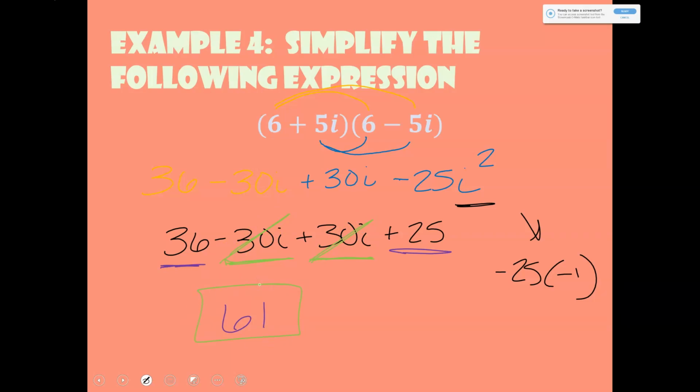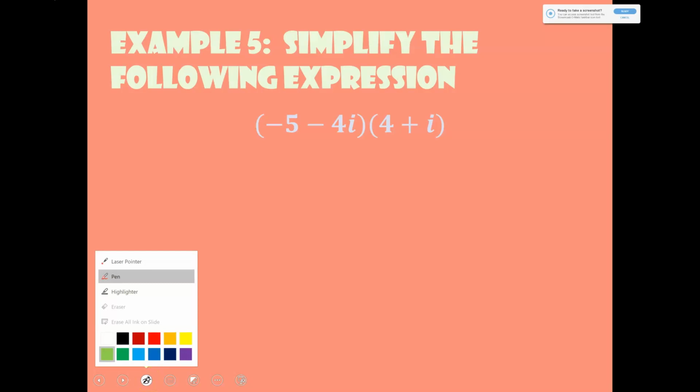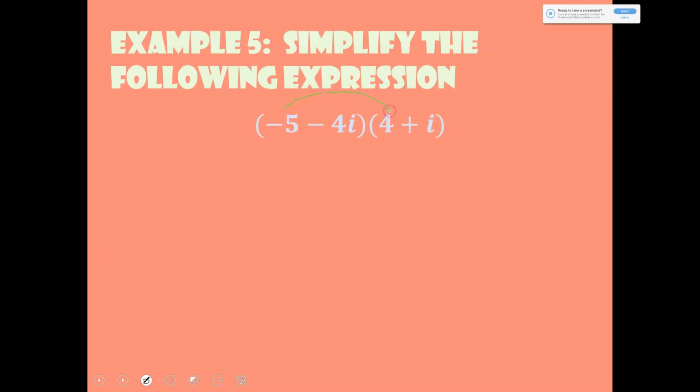Okay? All right, next one. How about you pause this screen and try this one on your own? Okay? All right, so I hope you paused this video, and now let's see if you got it right. So negative 5 times negative 4 is going to be negative 20. Negative 5 times I is just negative 5i.